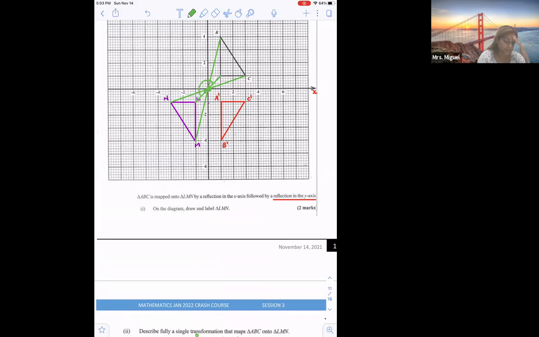So if you notice, you're probably thinking, well, how did Miss get 180 degrees? This is a straight line, and the angles on a straight line is 180 degrees. So if you put your protractor and you measure it, you will get 180 degrees. So ABC is rotated about the origin 180 degrees to get the new triangle LMN. All right?